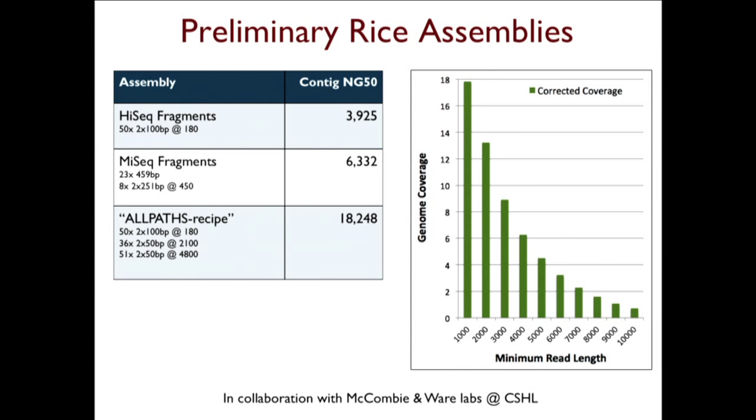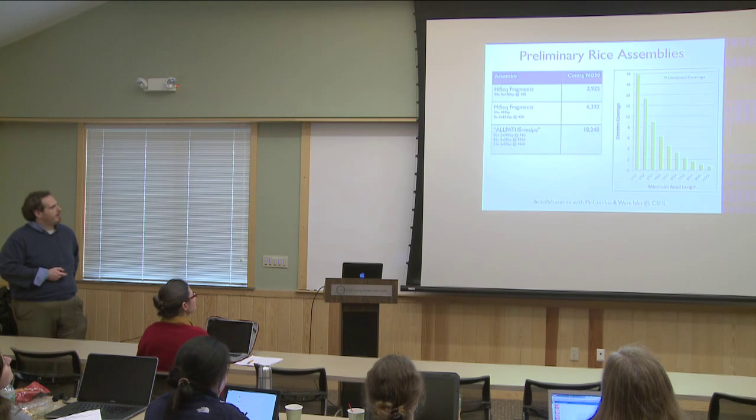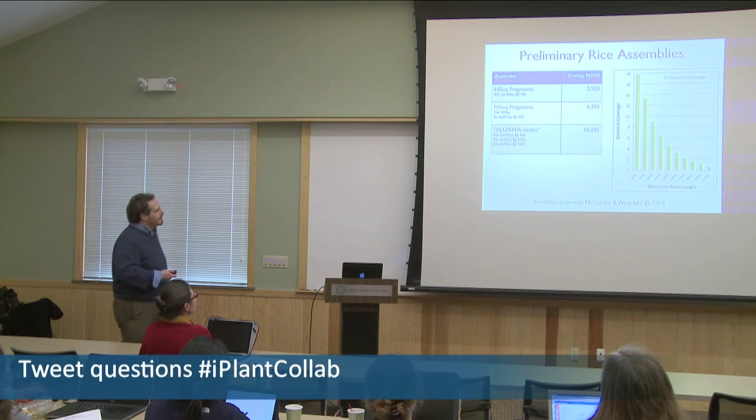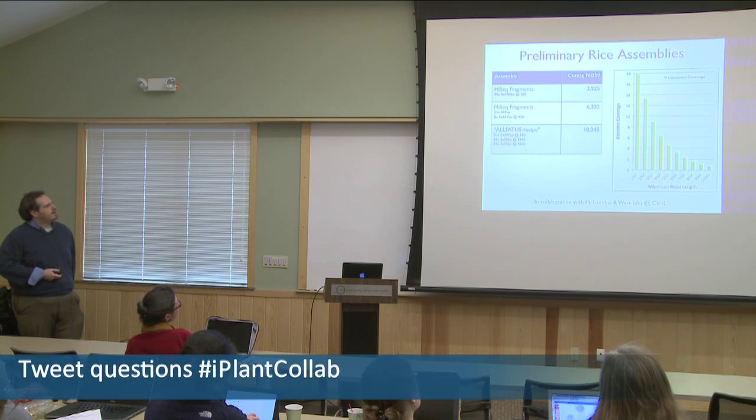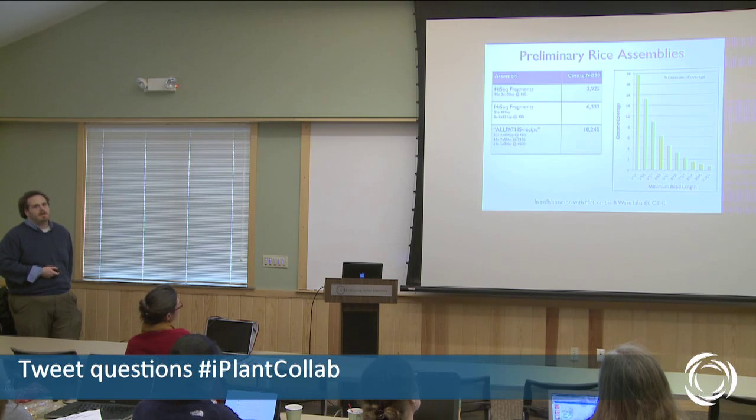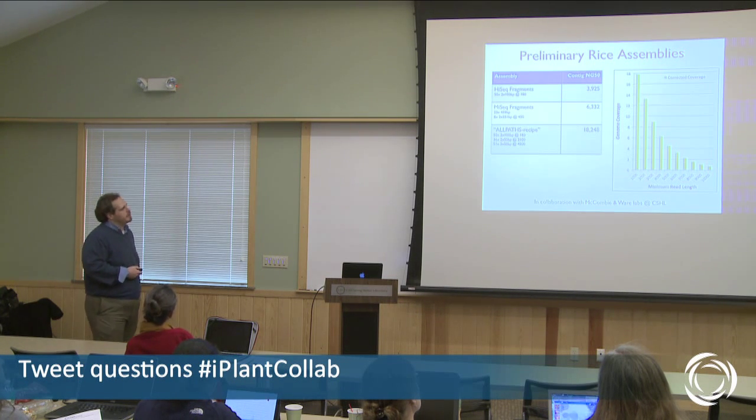So let me show you some of the results that we're getting from this. We've been doing an experiment in collaboration with Dick McCombie and Doreen here at Cold Spring Harbor, where we have done standard best practice ALLPATHS sequencing of the about 400 megabase pair Nipponbare rice genome, running it through ALLPATHS with the fragment library, a 2 kb library, a 5 kb library. The contig N50 that results from this is just shy of 20 kb. So it's a good assembly. We've been doing multiple strains of rice using this recipe, and we hope that indeed they're all going to be publishable.